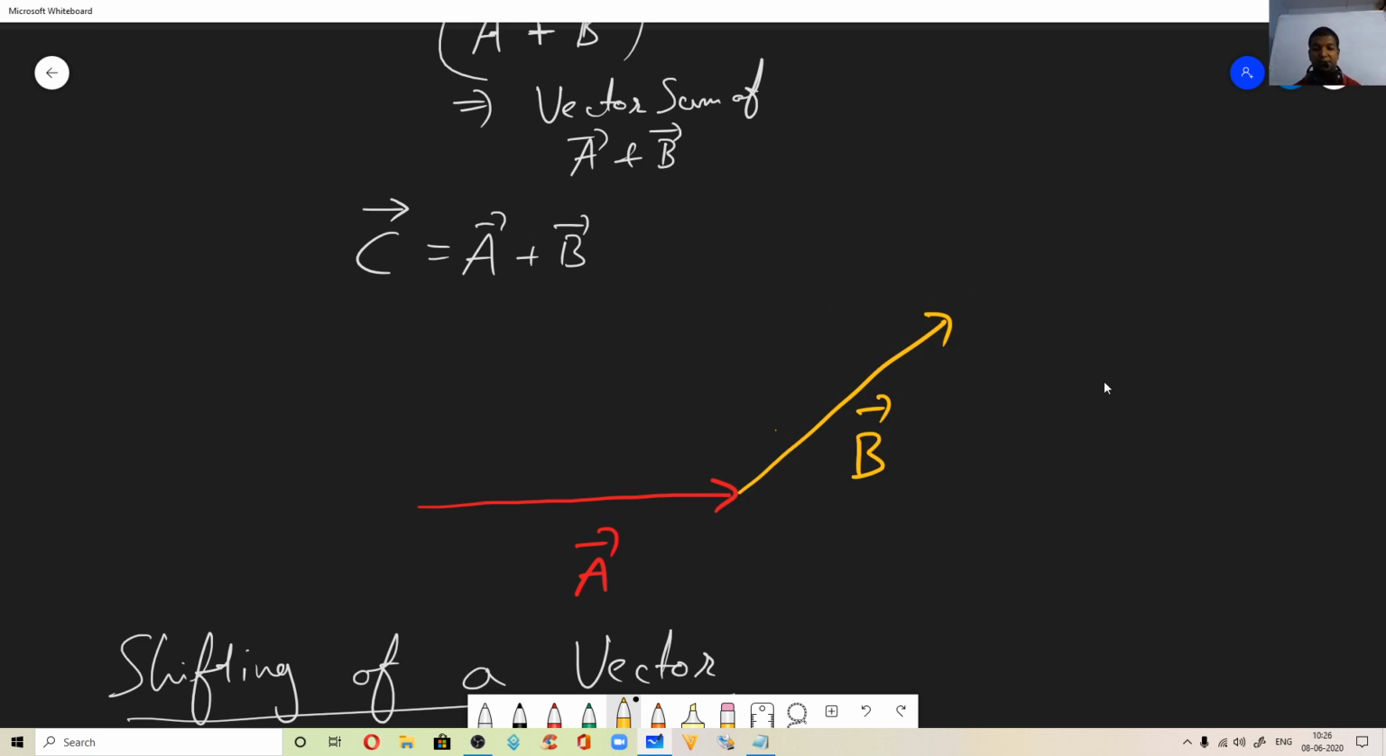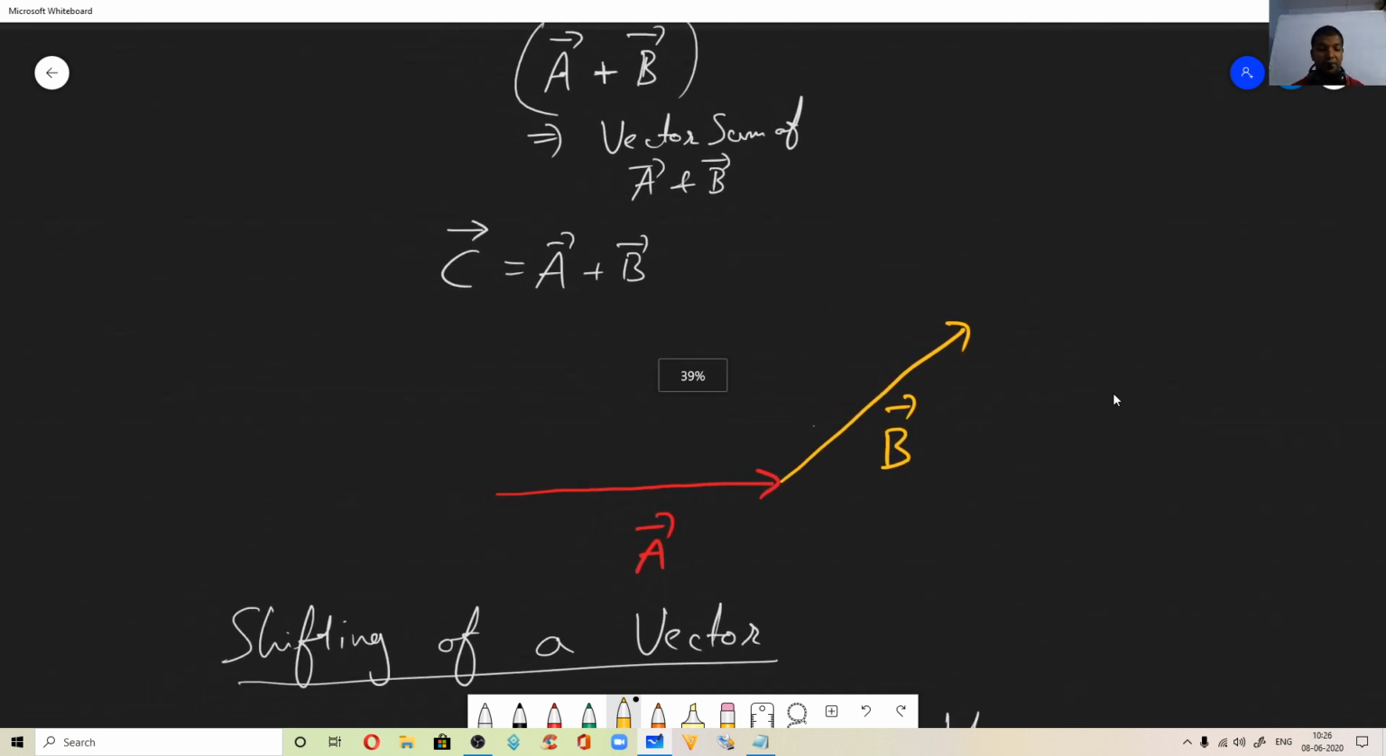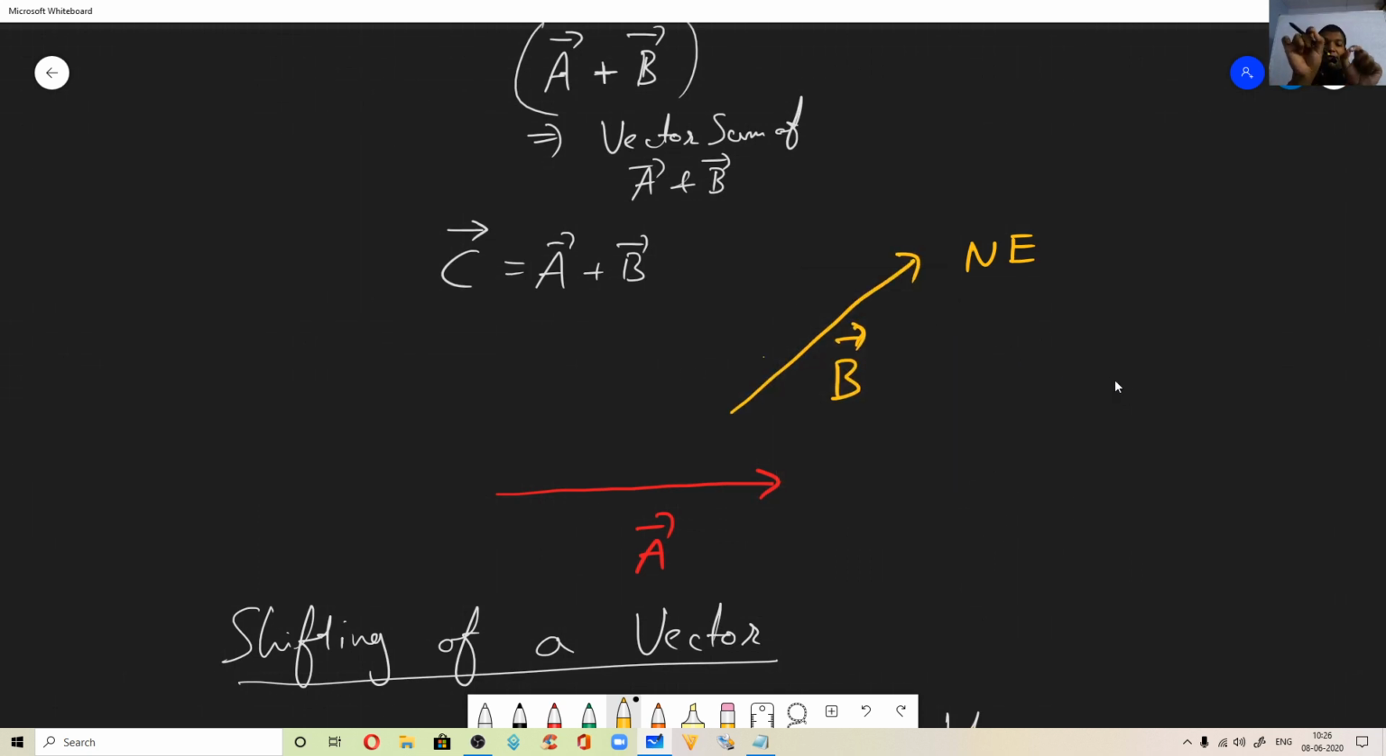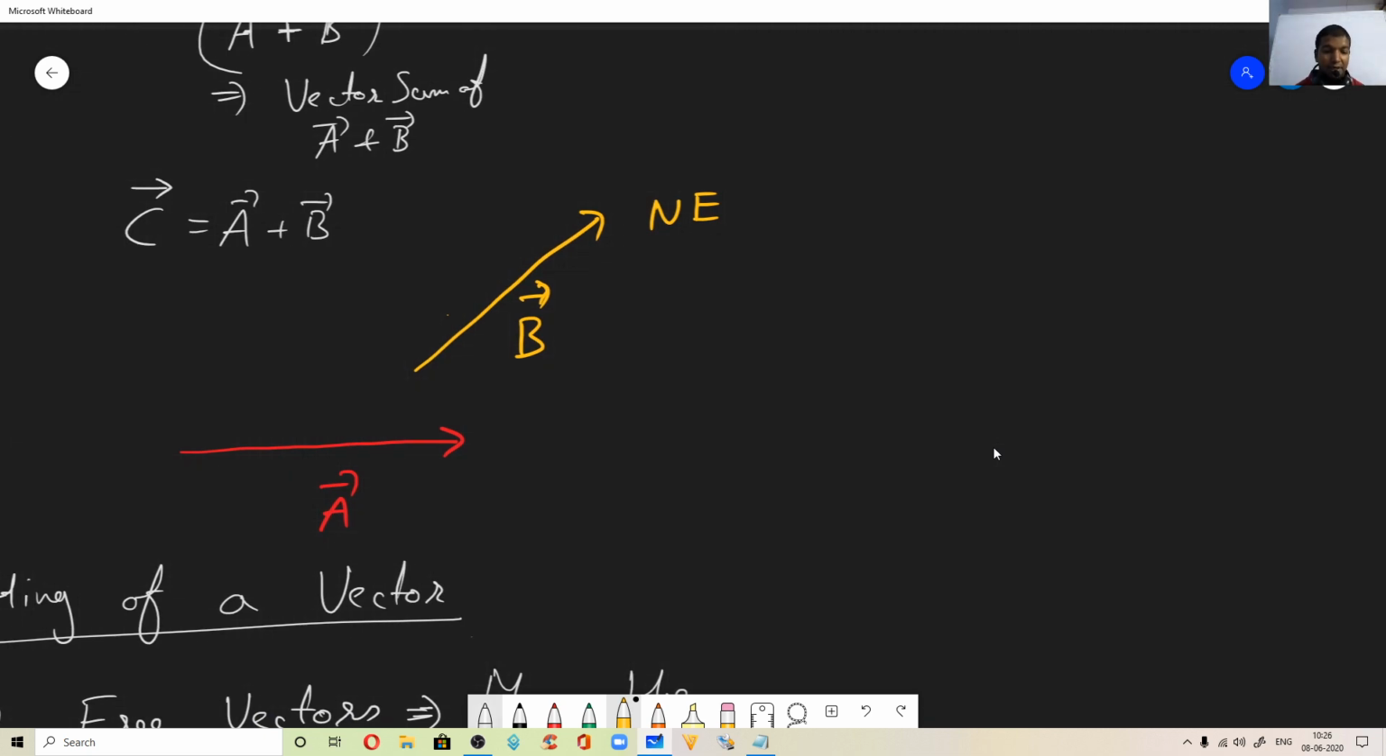Now B is like this. Let me draw one more diagram. Earlier the vector B was like that. Now imagine you are holding that vector B and moving it. Move the vector B such that you will be able to place the tail of the vector B exactly where the head of the vector A lies. So like this.